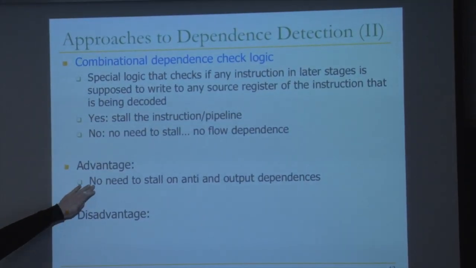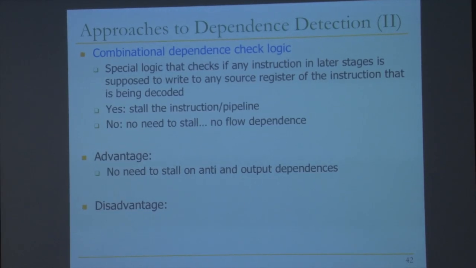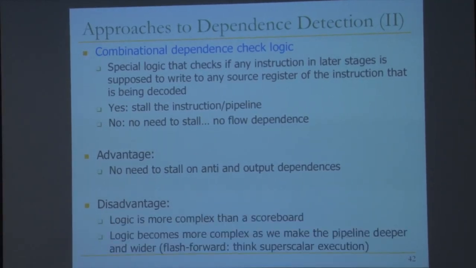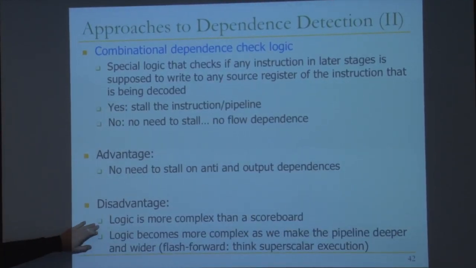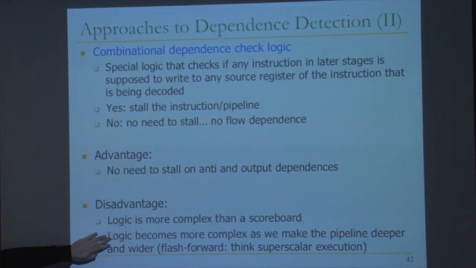In this case, there's no need to stall on anti and output dependencies, right? Because you're really checking for flow dependencies. You detect the flow dependence really easily. Obviously, the logic is a little bit more complex than a scoreboard in this case. And logic becomes more complex as we make the pipeline deeper. With 50 stages, how many comparators do you have? A lot, right? And all these wires need to be routed to do this comparison at this particular stage.